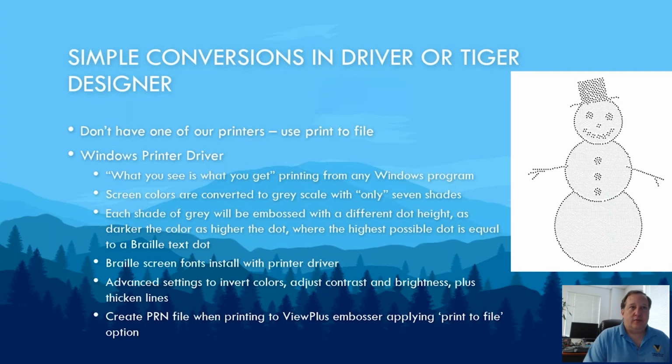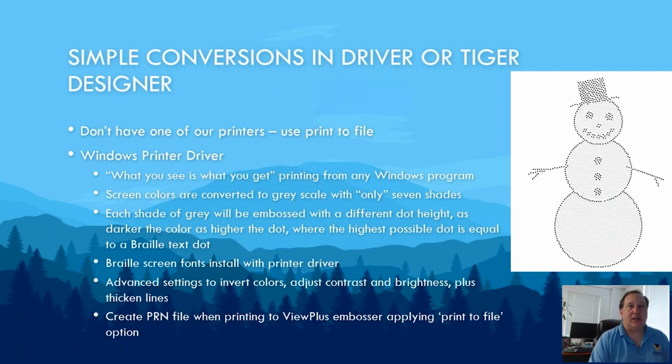So the secret to View Plus embossers is that all of our printers are printers, not just embossers, and they come with a print driver. This is a Windows printer driver that will convert colors, the intensity of the color, to different dot heights that our printers support. In this case, I'm showing you the PRN image of the snowman from the earlier slides, where the black dots are the full height lines, and the light gray fill is the fill representation. You're seeing the dots exactly as they'll be printed on the paper.